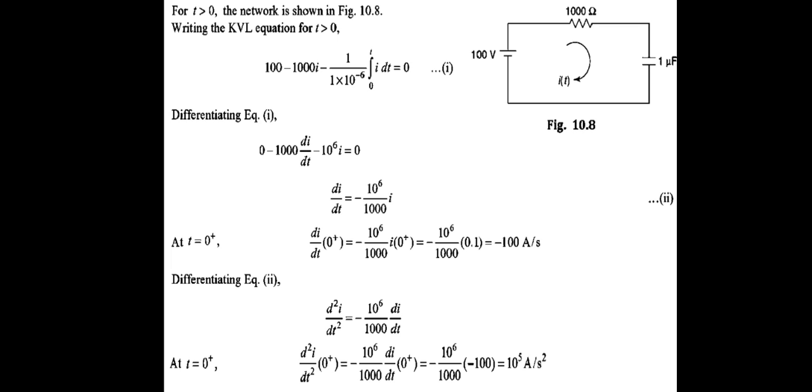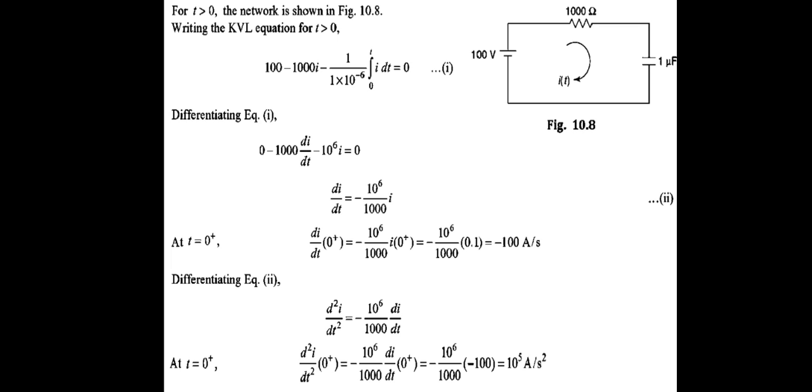So from the above equation, you say that minus 10 power 6 by 1000 into I differentiation, dI by dt. Therefore d square I by dt square is equal to minus 10 power 6 by 1000 into dI by dt. Whatever value we got for dI by dt, which is minus 100 amperes per second. So therefore d square I by dt square at t equal to 0 plus is equal to minus 10 power 6 by 1000 into dI by dt at 0 plus.